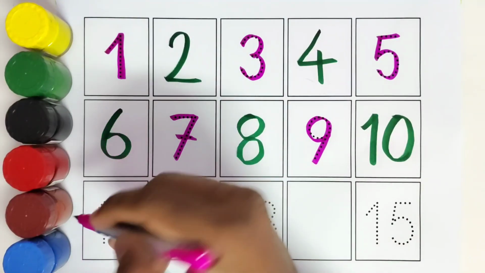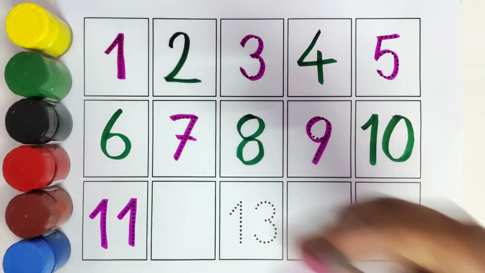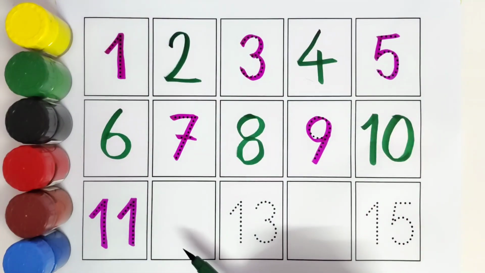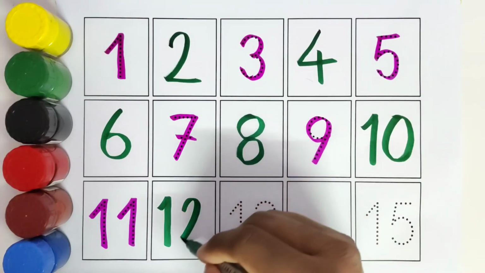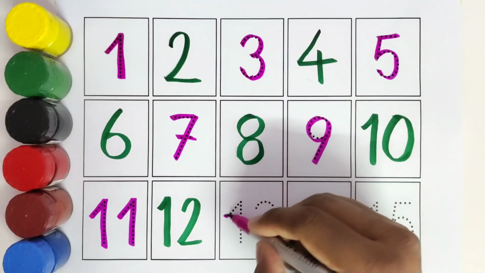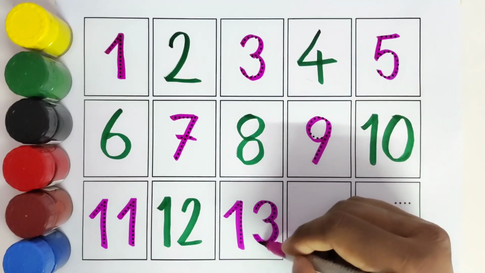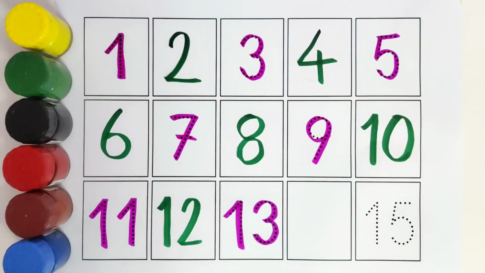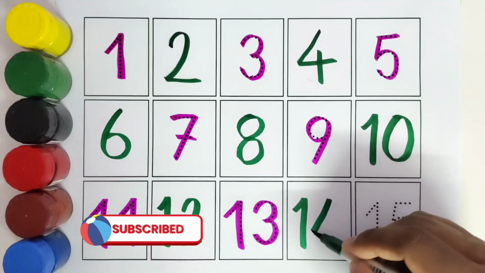This is 11. Number 11. What comes after 11? 12. Number 12. This is 13. Number 13. What comes after 13? 14. Number 14.